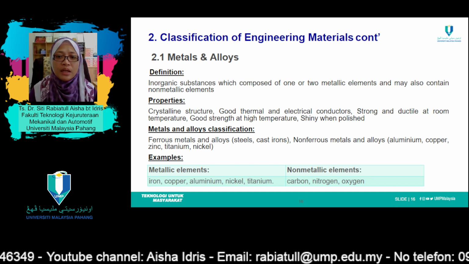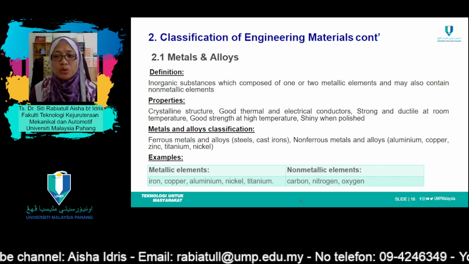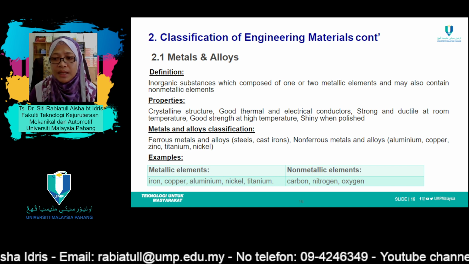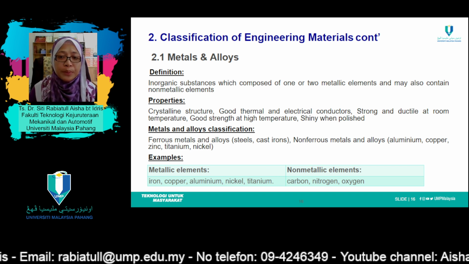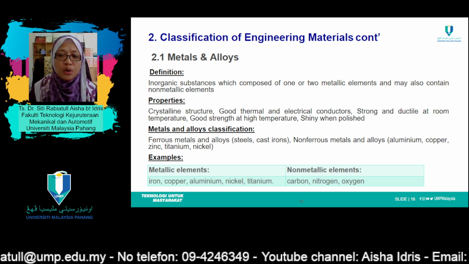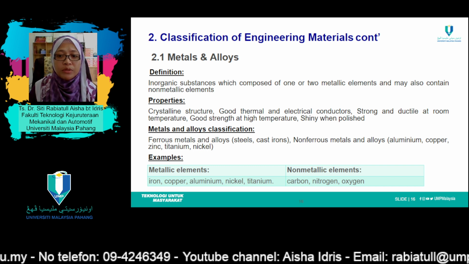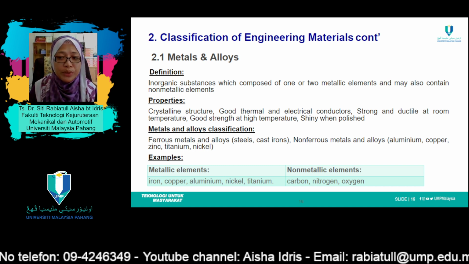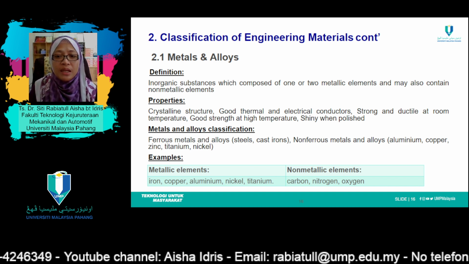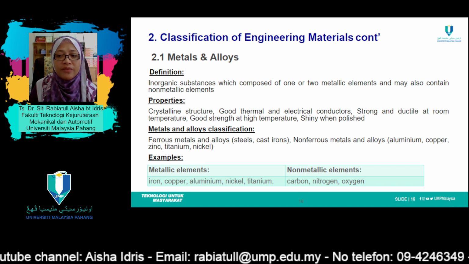Metals and alloys are inorganic substances which are composed of one or more metallic elements and may also contain non-metallic elements. The properties of metals and alloys are crystalline structure, good thermal and electrical conductors, strong and ductile at room temperature, good strength at high temperature, and shiny when polished. Metals and alloys are classified as ferrous and non-ferrous.